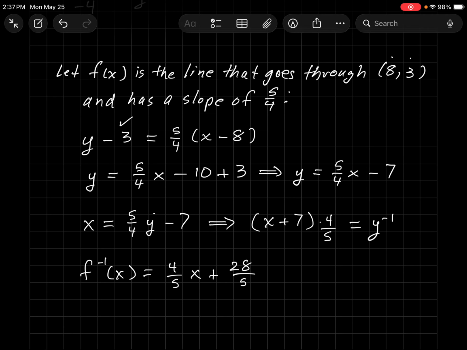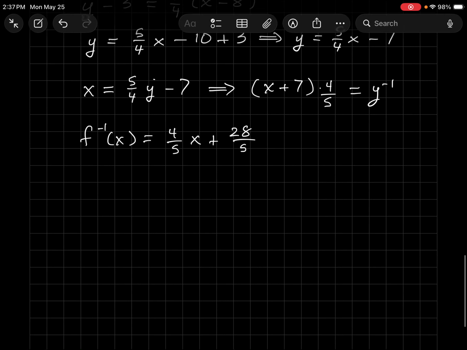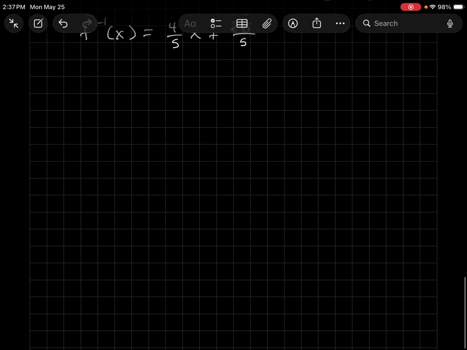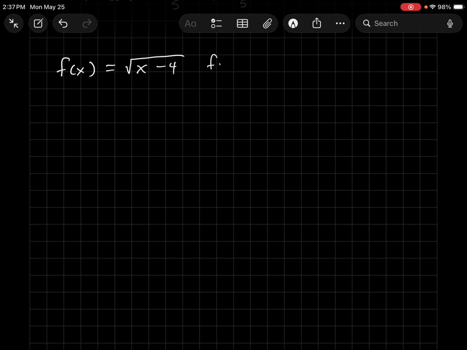Let's do a couple more that aren't linear. Again, we're finding the inverses. And suppose that our function is the square root of x minus 4. And we'll put a limiter on our domain for x greater than or equal to 4. That way, we're only taking square roots of non-negative numbers to get real answers.